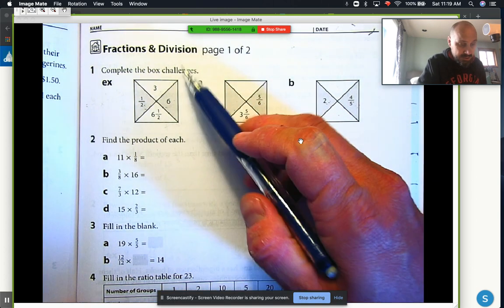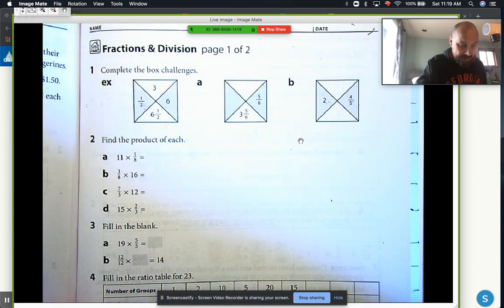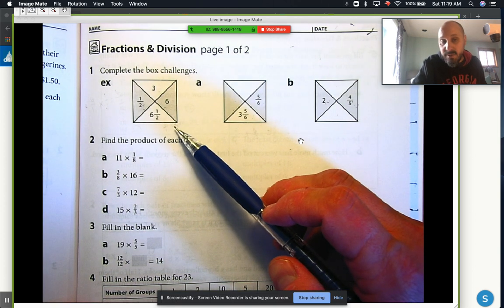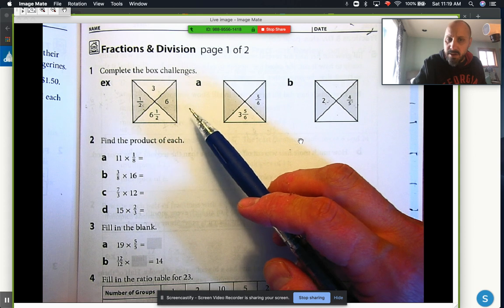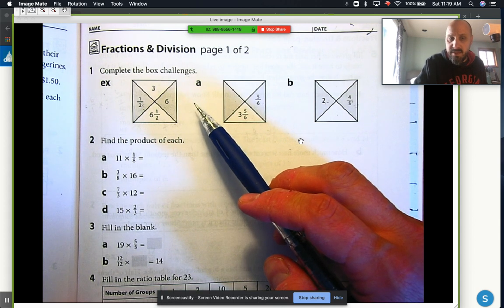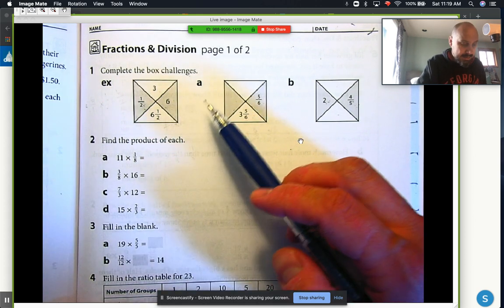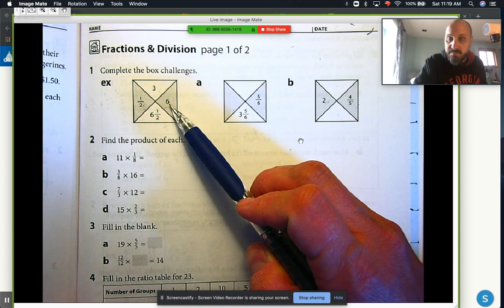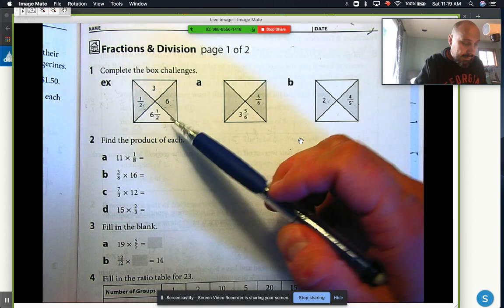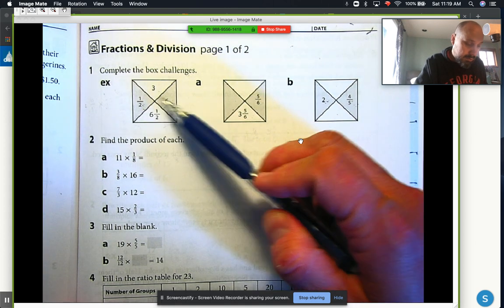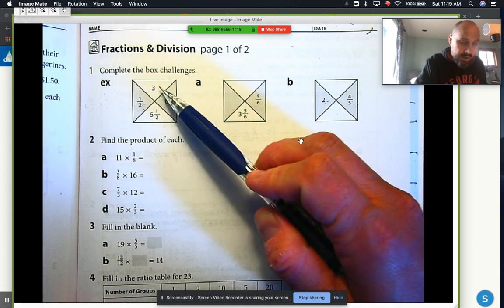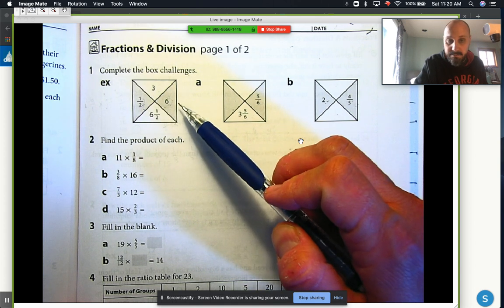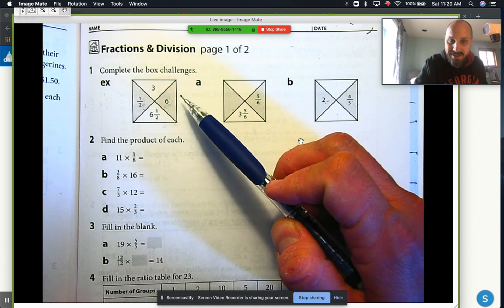So I just wanted to do a quick review of the expectations for these pages. This is the fractions and divisions, page 1 of 2. And the first problem is all about our box challenges. We've done these before, but it's been a while, so I just wanted to review how to fill in the boxes. Basically, the gray triangles are the numbers that set up the problem, and the white triangles represent the answers to whatever we're doing to these grayed out triangles.